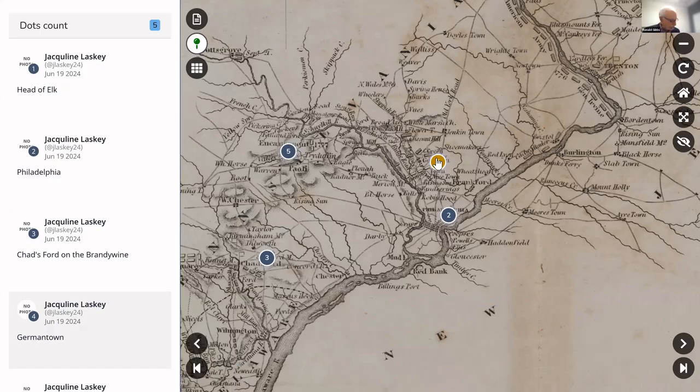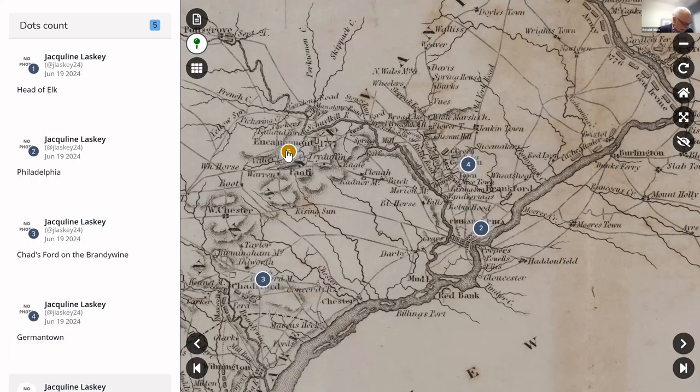Maneuvering occurs for several more weeks, and then Washington's bedraggled army goes into winter encampment at dot number 5 for the heroic encampment at Valley Forge for the winter of 1777-1778. Next slide.